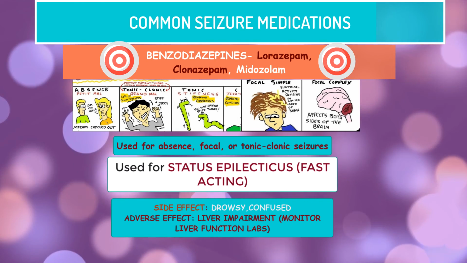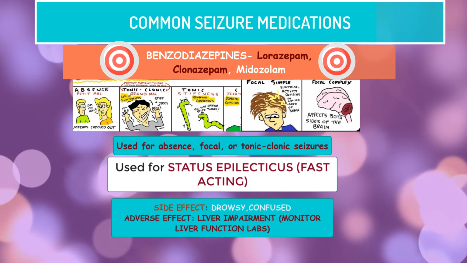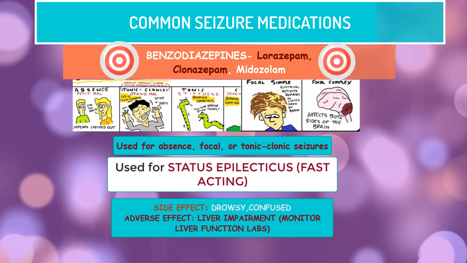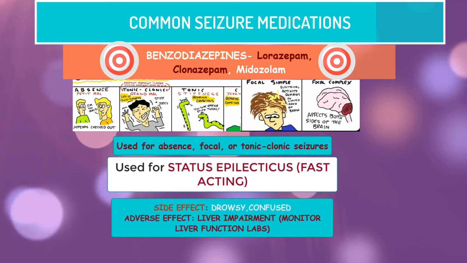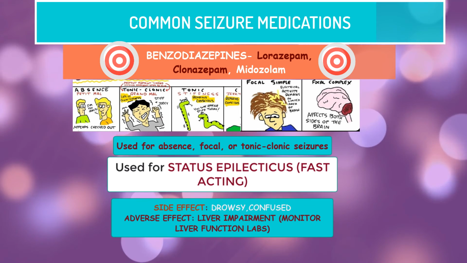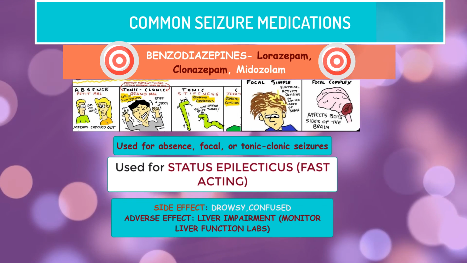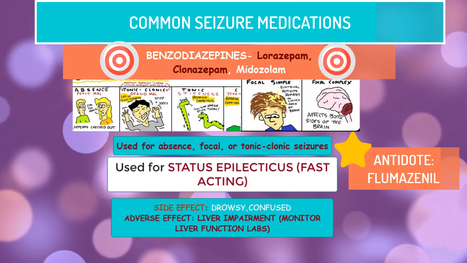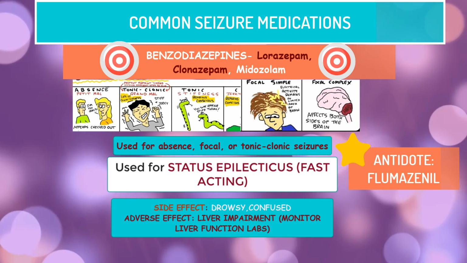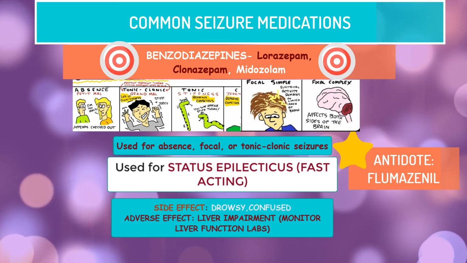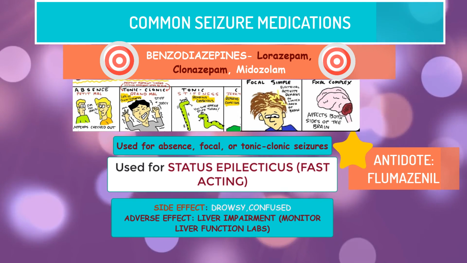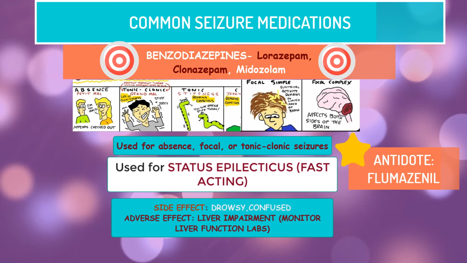The first one is benzodiazepines, and the more common ones that you're going to see are lorazepam and clonazepam, which are used for absence, focal, or tonic-clonic seizures. Remember that benzodiazepines act on the inhibitory neurons in order to stimulate the release of the neurotransmitter GABA. Once the benzos are attached to these receptors, it makes the nerves of the brain less sensitive to stimulation that is being caused by too much glutamate that is being released by the excitatory neurons, and this has a calming effect.